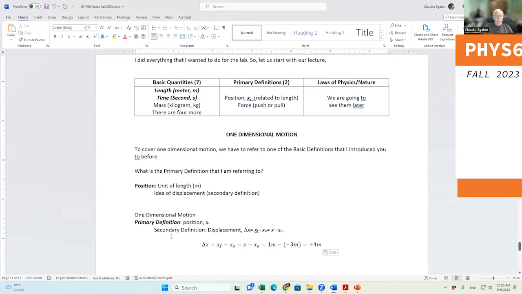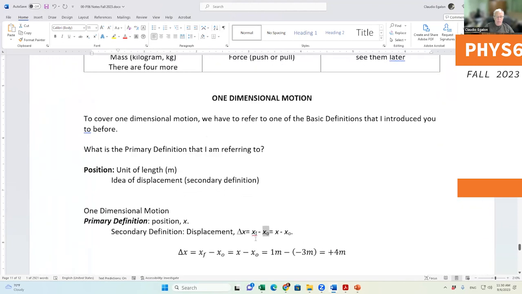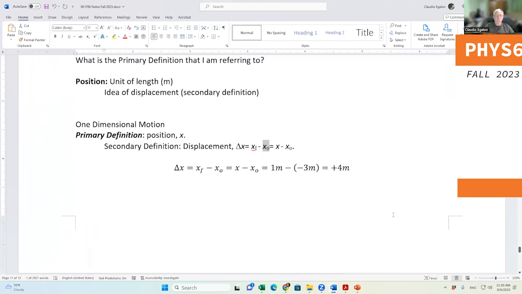Okay? See how I'm writing that down? I put primary definitions here, and then I put the secondary definition a little bit to the right. The very definition of displacement is going to be the final position minus the initial position. You have to remember that. It's very easy to remember, right?